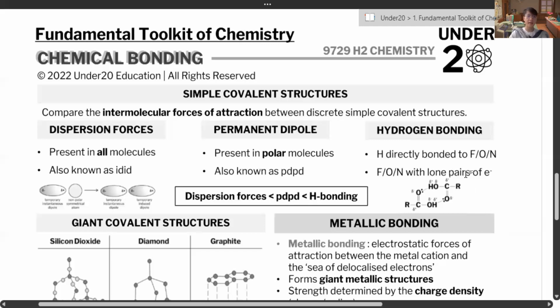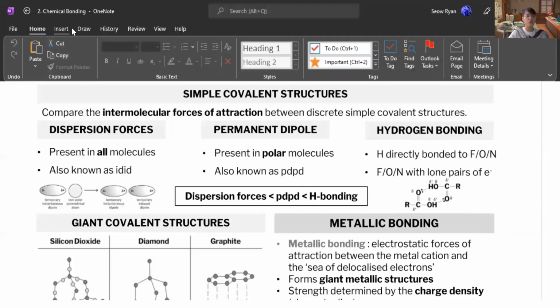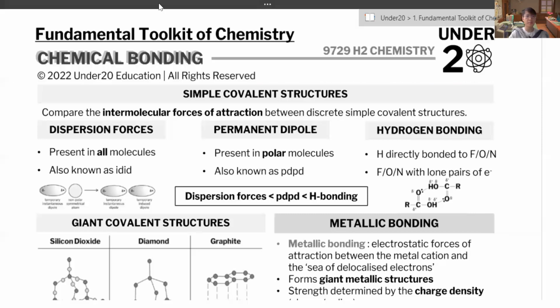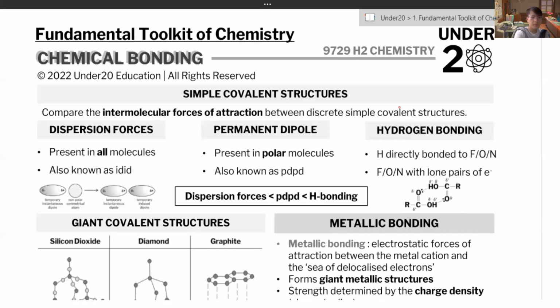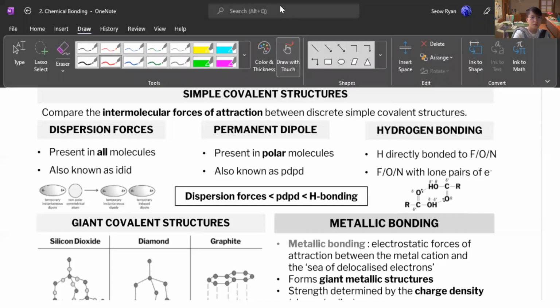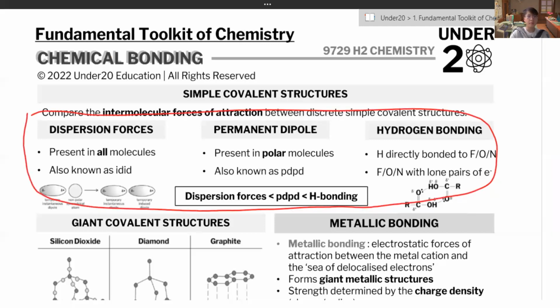Just remember, it's like if you draw a Venn diagram, if you have hydrogen bonding, you have all of them. If you have PD-PD, you have PD-PD and dispersion forces. And if you have dispersion forces, you only have dispersion forces.